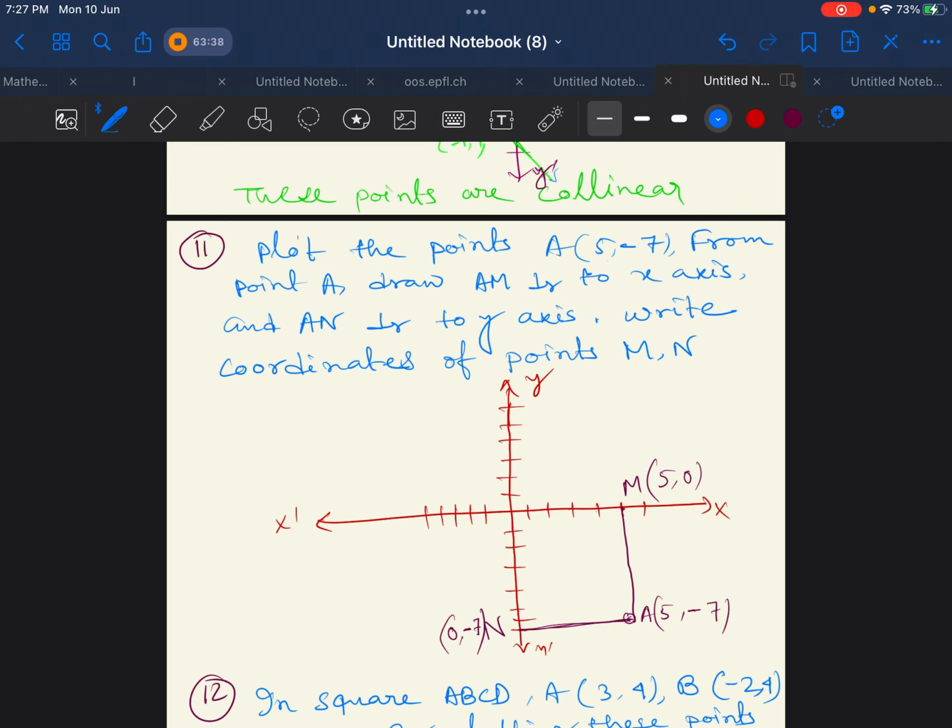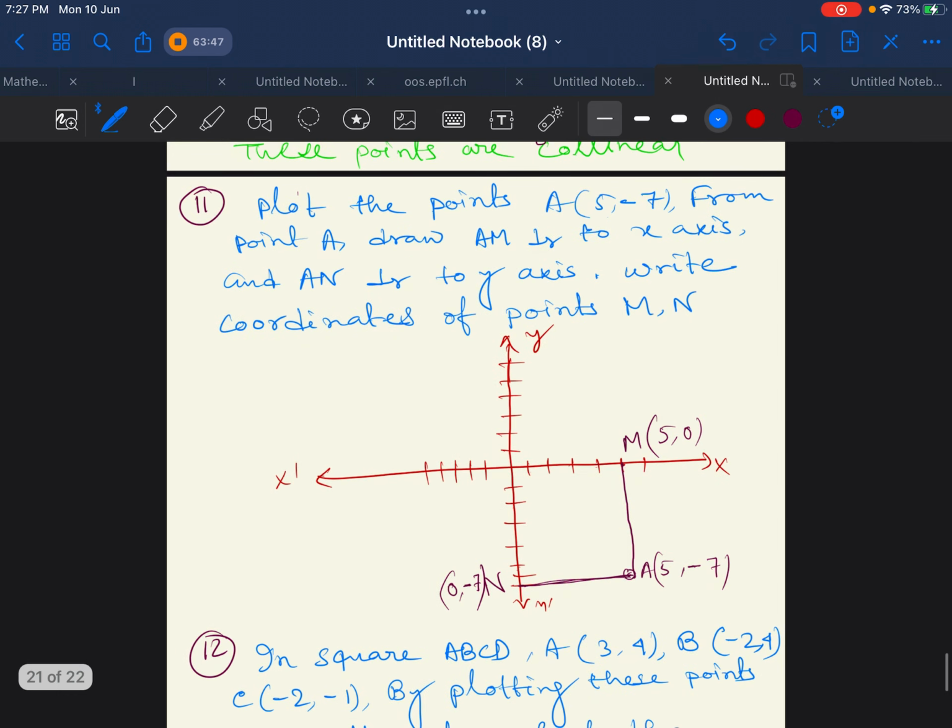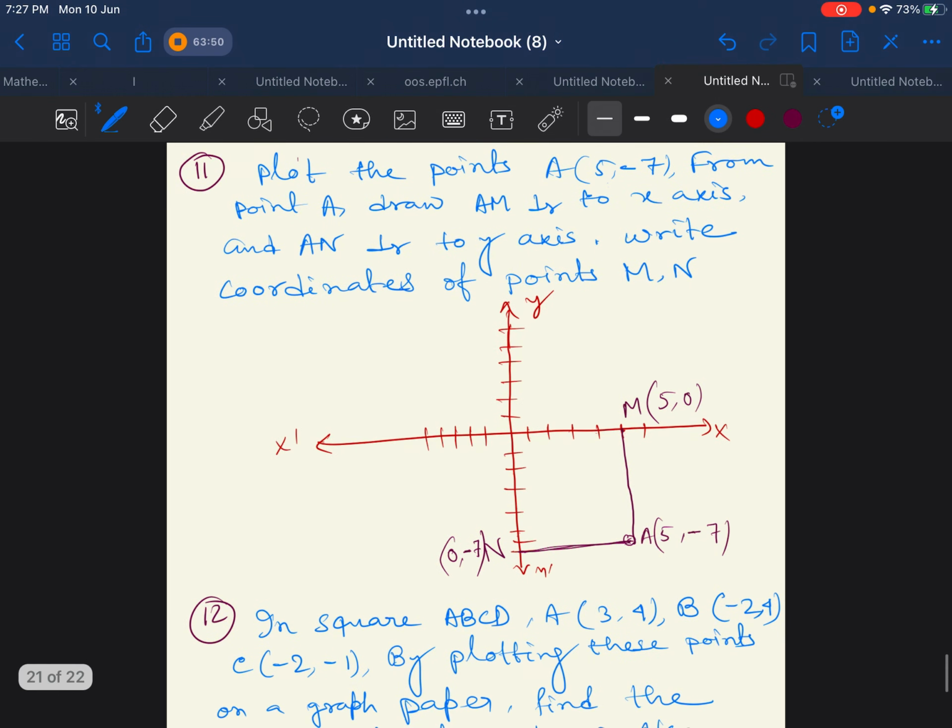Question number 11. Plot the point A (5, minus 7). From the point A, draw AM perpendicular to x-axis and AN perpendicular to y-axis. Write coordinates of points M and N. First we have to plot the point A (5, minus 7). So this point is A (5, minus 7).